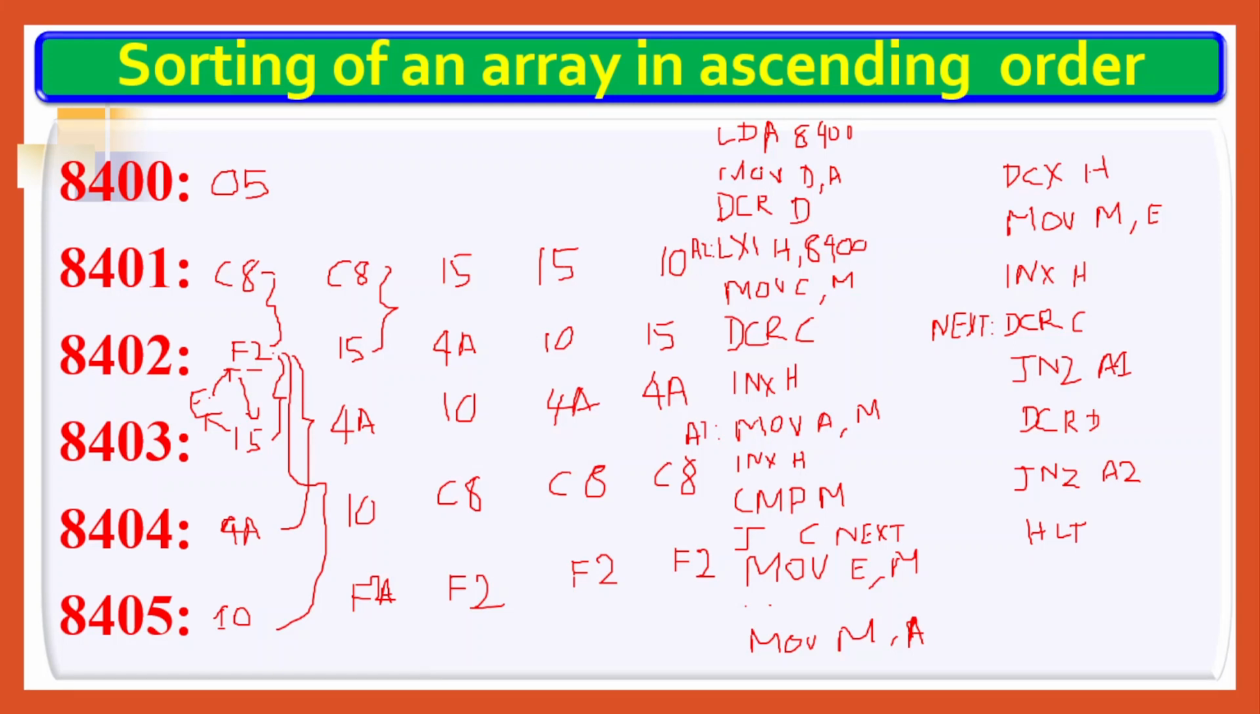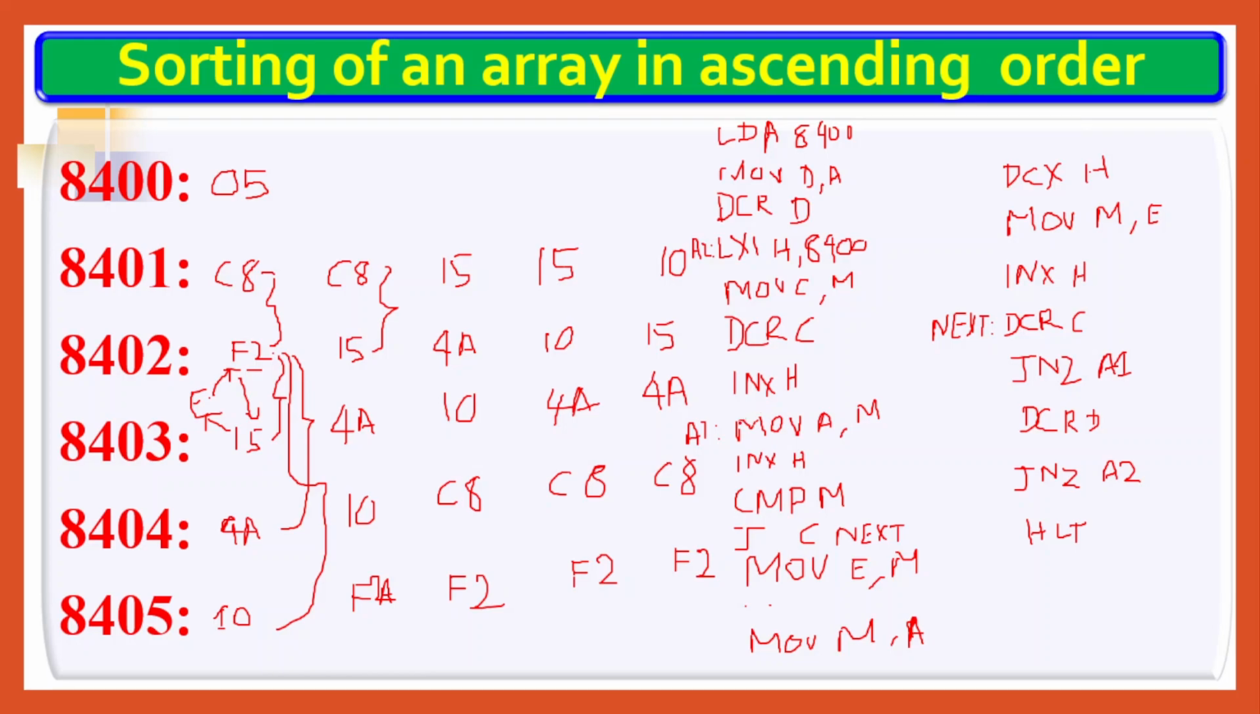Suppose you want to perform descending order. The logic involved here is C8 and F2. In this case, instead of jump carry, we have to use jump no carry. That's the only change, because the logic is that the largest number has to be stored here. So instead of JC, we will use JNC, and that will perform your descending order. So that's the logic involved in the programming of sorting.